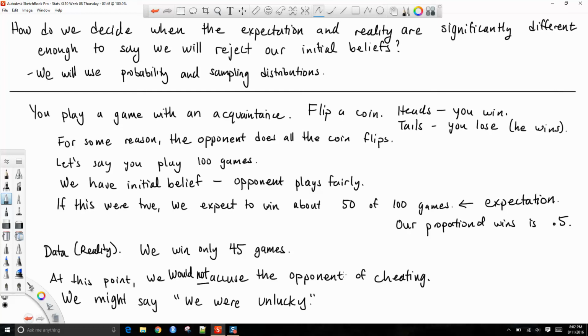So we might say we were unlucky, but at the same time, the opponent could be cheating. This isn't enough for us to clearly conclude that he is or is not cheating. The opponent could be cheating, but we do not have enough evidence to say yes or no.